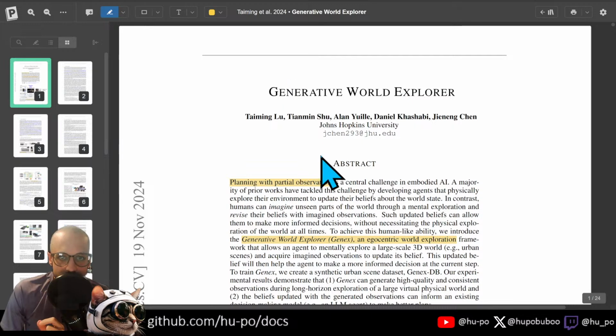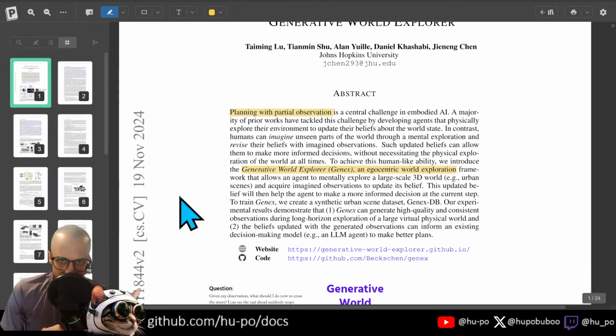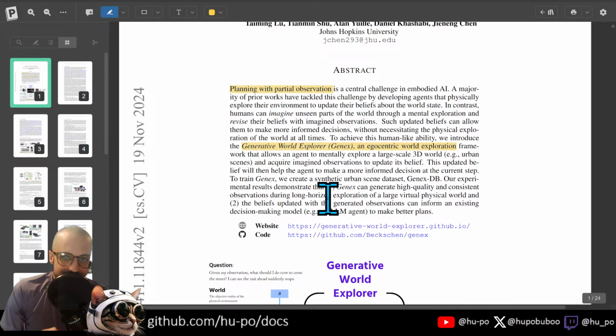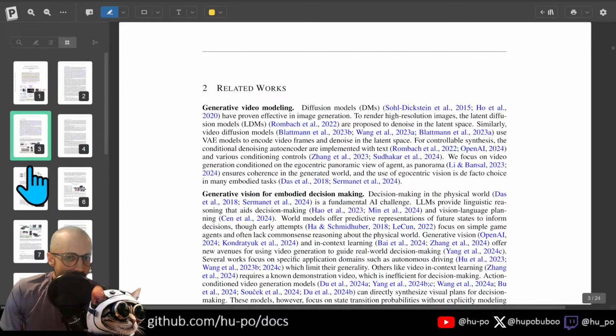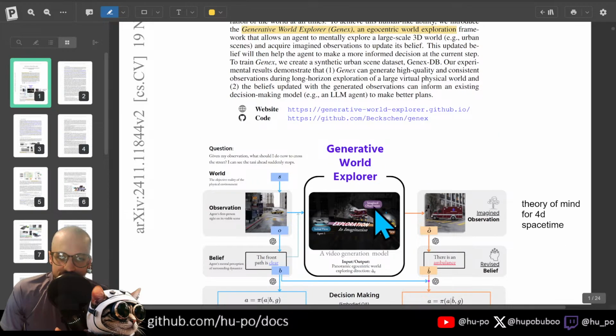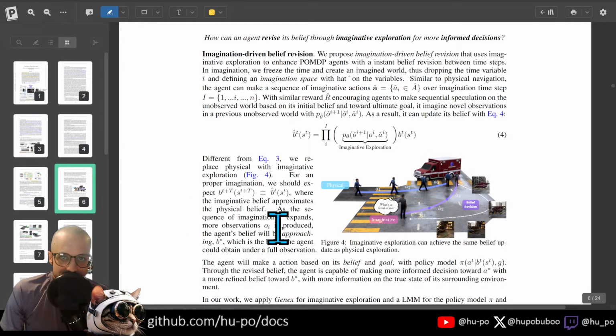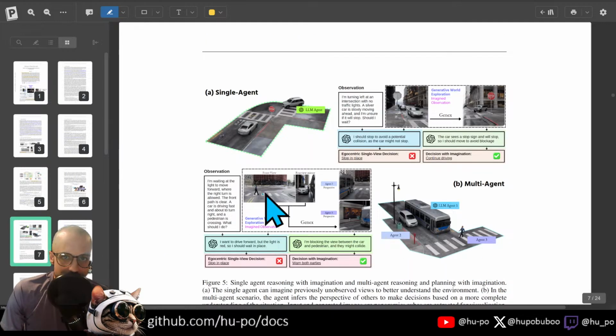Generative World Explorer. Planning with partial observations is a key challenge. And in this paper out of Johns Hopkins University, released on the 19th of November, 2024, they introduce GenEx, or Generative World Explorer, an egocentric world exploration framework. And this is for an autonomous vehicle use case, right? So all the examples here are basically within this kind of simulation or game where you're a car and you're making these choices of, do I take a left turn? Do I take a right turn?